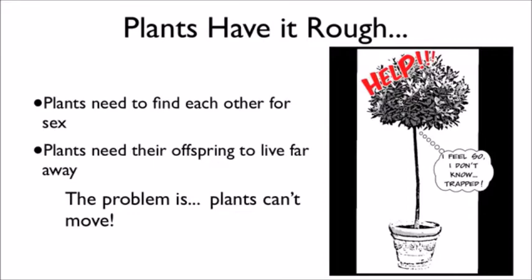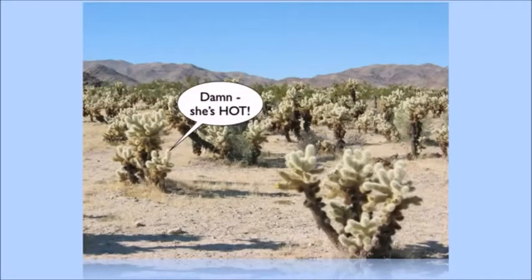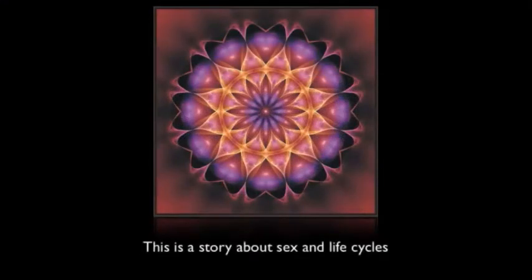And so the question is, how are you going to get your gametes, your sex cells, how are you going to get those together? How are you going to find members of your own species? How are you going to find another individual to have sex with? And what happens when you finally do have offspring? How do you get them far away from you? These are difficult questions. This story is really going to be about sex and life cycles.